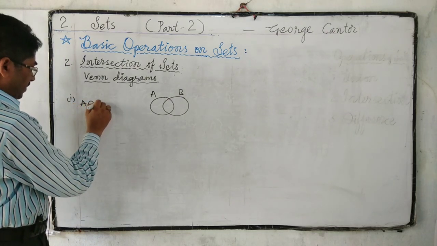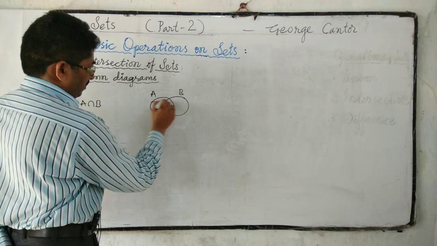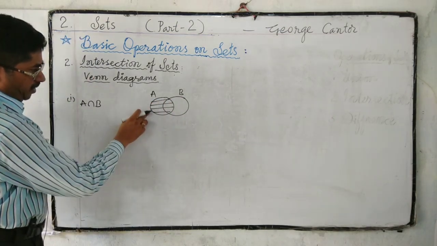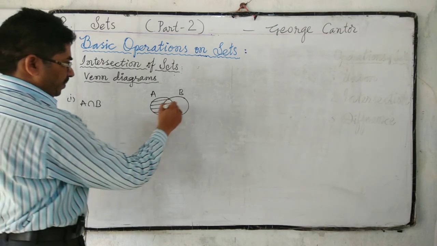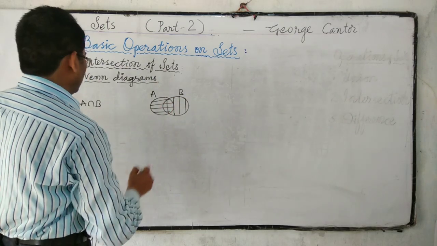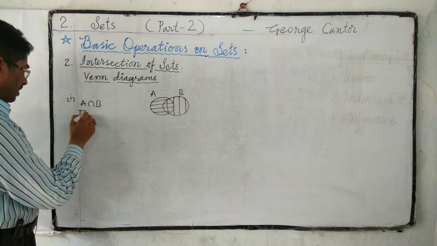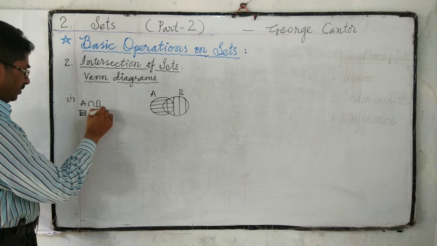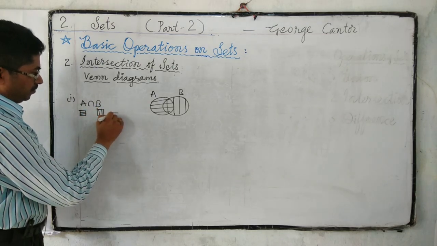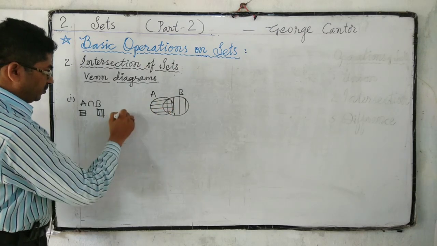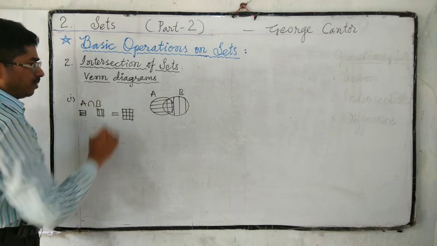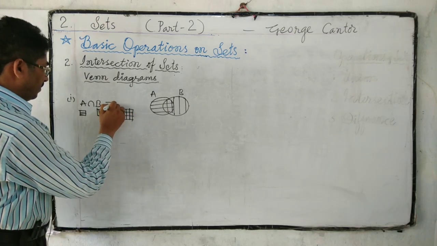A intersection B. I am shading A, set A horizontally, set B vertically. So A is horizontally, B is vertically. Then the result, this net shaped shaded portion is the A intersection B.